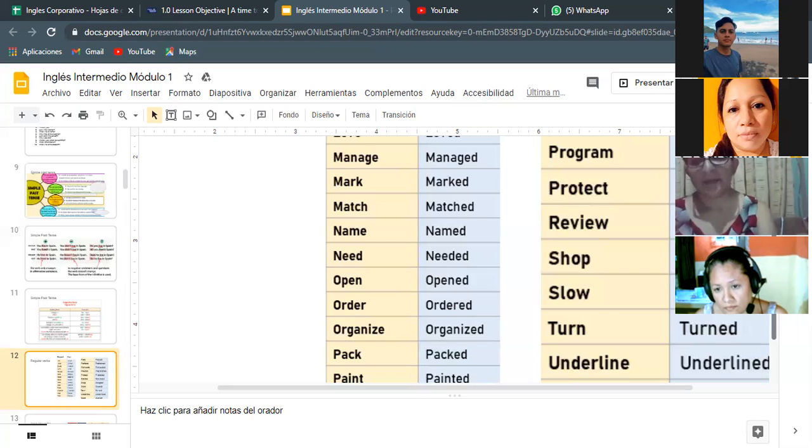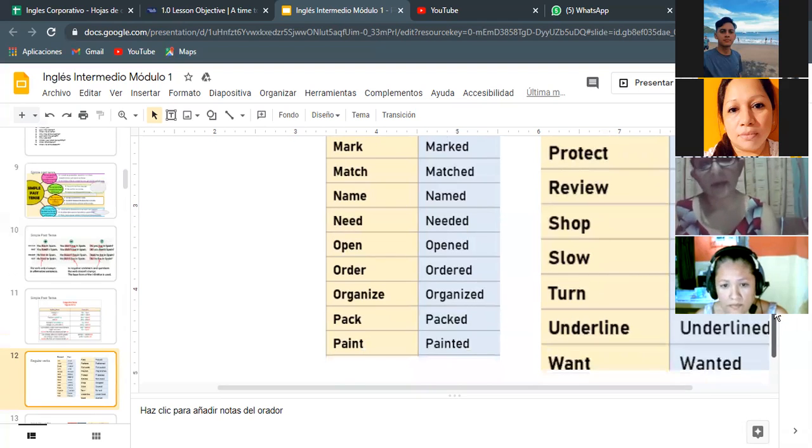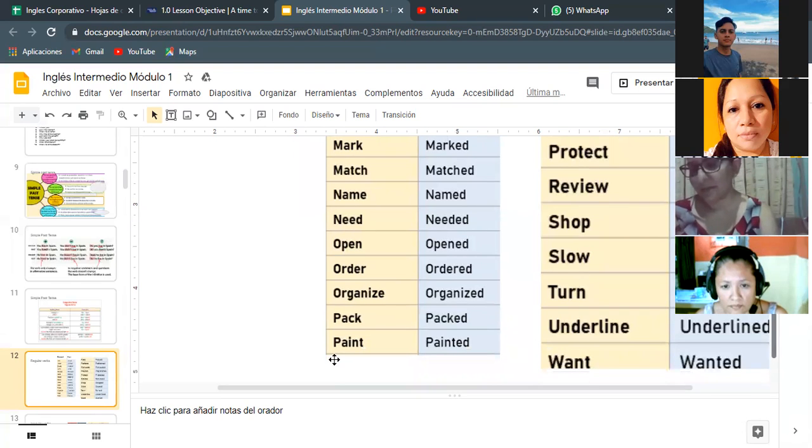What is mark? That is easy. Underline something. Yeah, it's when you underline or you put a mark into something. So, Arely, could you please tell me an example with marked?